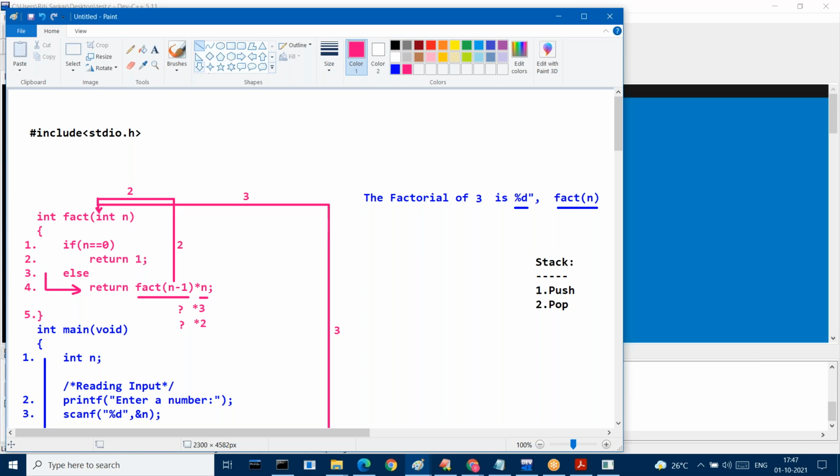That means what, sir? From here, again a function call is made. From here, again a function call is made. This time with what value? With 1 value, sir. This time with 1 value.